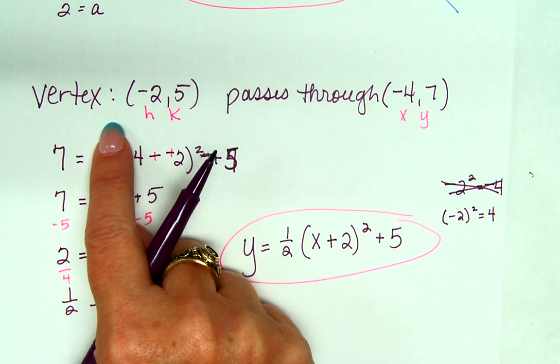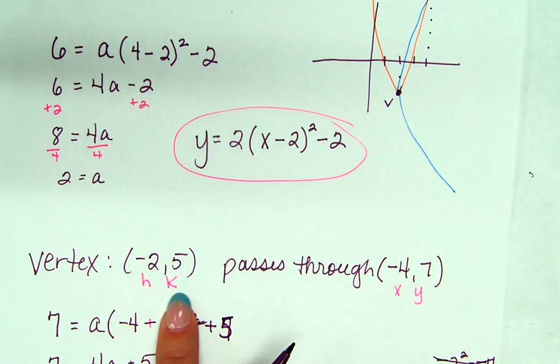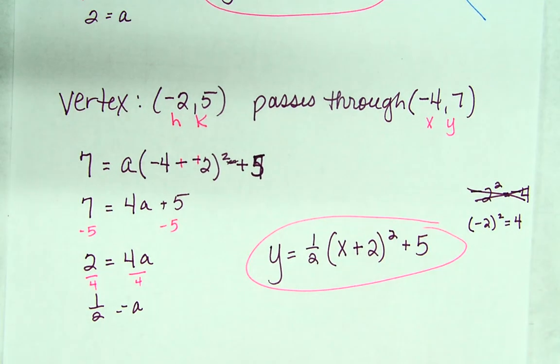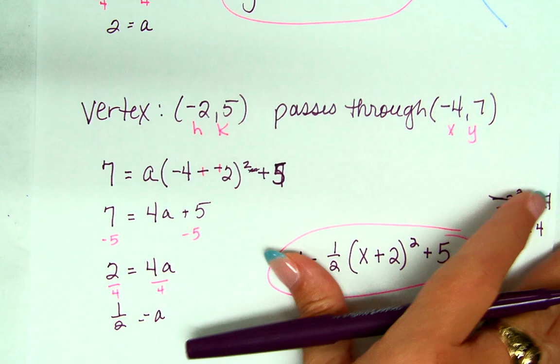Just because I did both examples where the vertex came first and the point that passes through came second doesn't mean that's always going to be how it shows up. So make sure you're paying attention to the information that it gives you. Does that make sense? Okay, any questions about that?